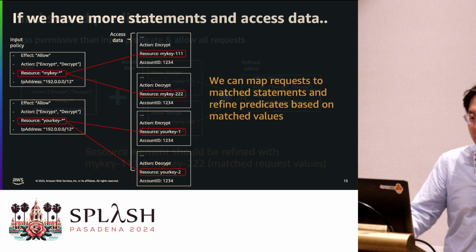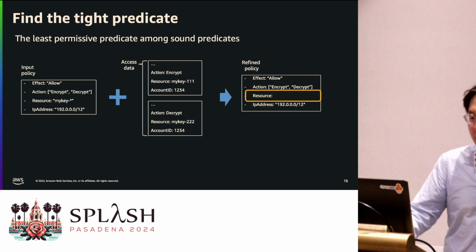To better understand, let's assume we have more statements and longer requests. In a similar way, we can map the statements to the matched requests so that we can refine each predicate with the matched values from the matched requests. So let's talk about the tight predicate. Tightness defines the least permissive predicate among sound predicates. And this is a very useful property when finding the least permissive policy, since that's our goal in the refinement.